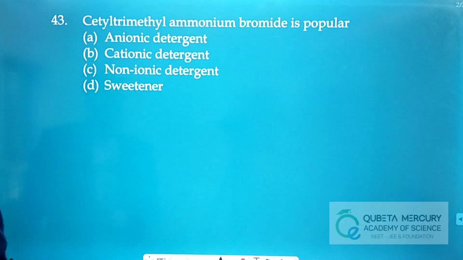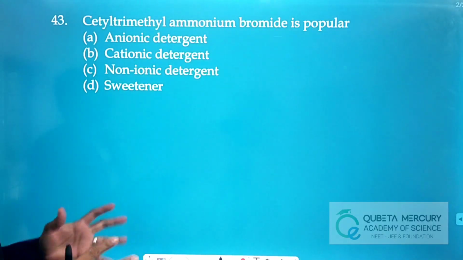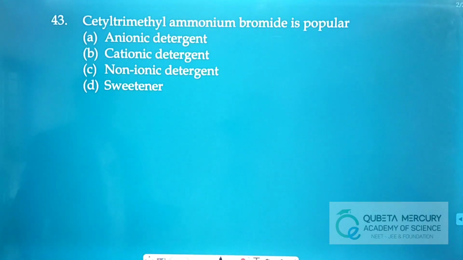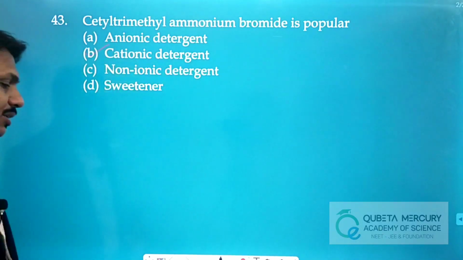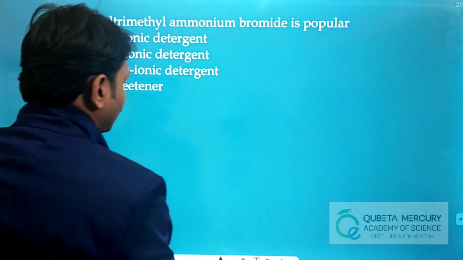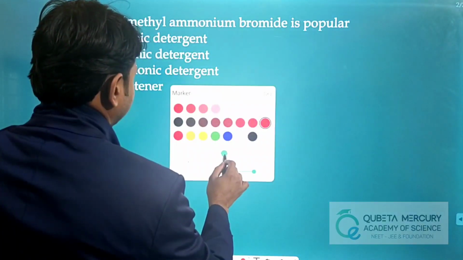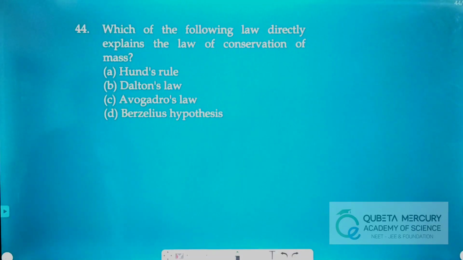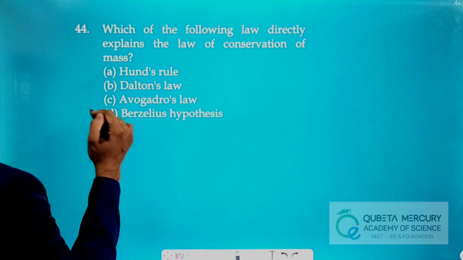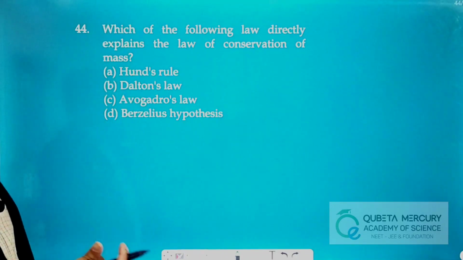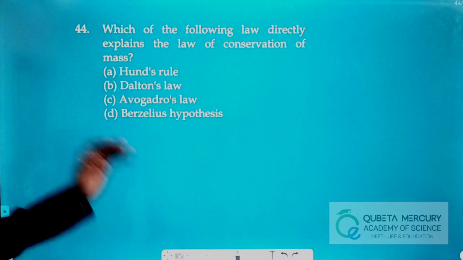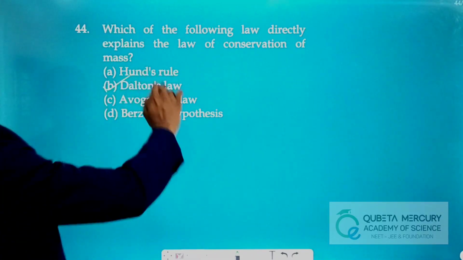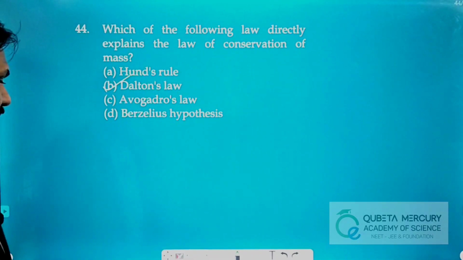Yes, the next question: cetyl trimethyl ammonium bromide is popular as, they are cationic detergents. Cetyl trimethyl ammonium compounds are cationic detergents. They are used as germicide. Then our 44th question: which of the following laws directly explains the law of conservation of mass? Law of conservation of mass means mass can neither be created nor be destroyed. That is based on Dalton's law. Atoms can neither be created nor be destroyed, right? From there, we can conclude the law of conservation of mass as well.